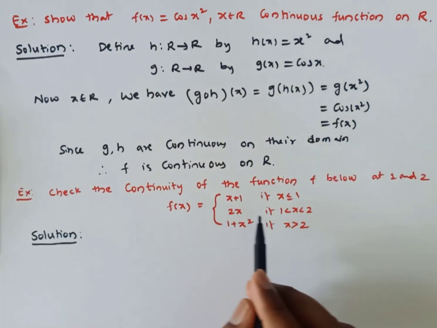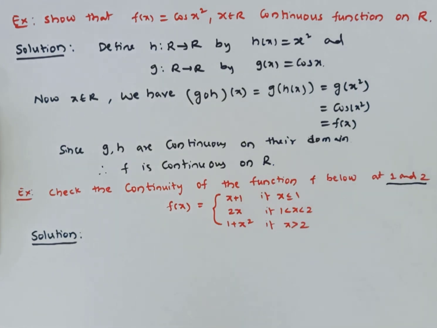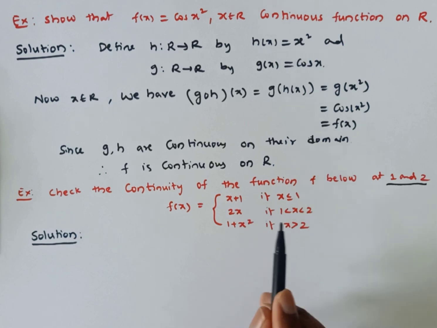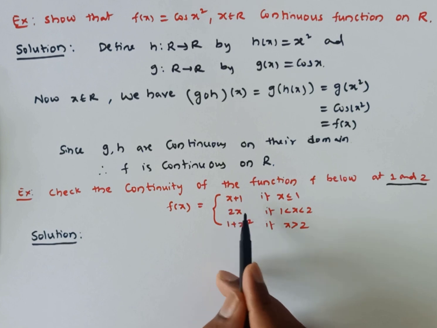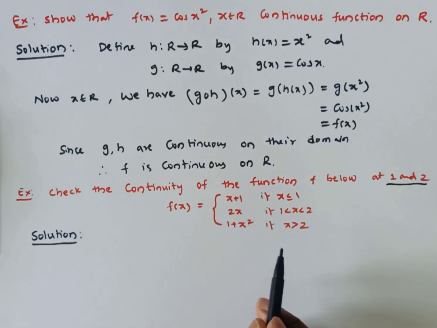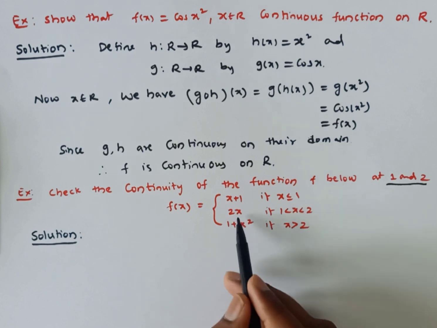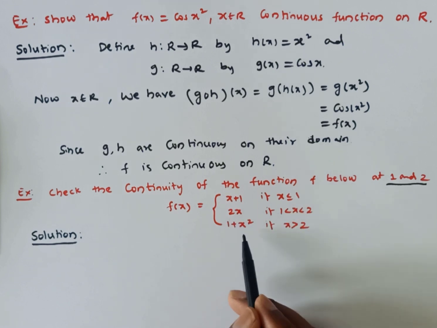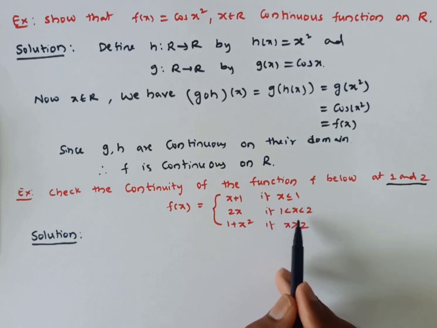So check the continuity of the function f given below at 1 and 2. You need to check the continuity for the given piecewise defined function at 1 and 2. Other than 1 and 2 they are continuous. For x less than 1, the function is always x plus 1. So x plus 1 is a polynomial, therefore it is continuous everywhere. Near 1, the definition changes from left to right. In between 1 and 2, 2x is a polynomial, it is also continuous. And 1 plus x square is also a polynomial, it is also continuous everywhere, that is, beyond 2. But here you need to check at 1 and 2.